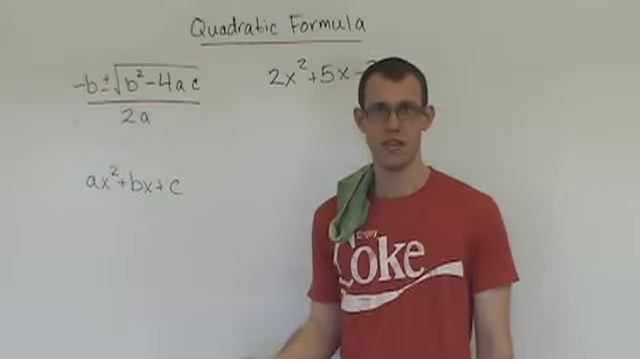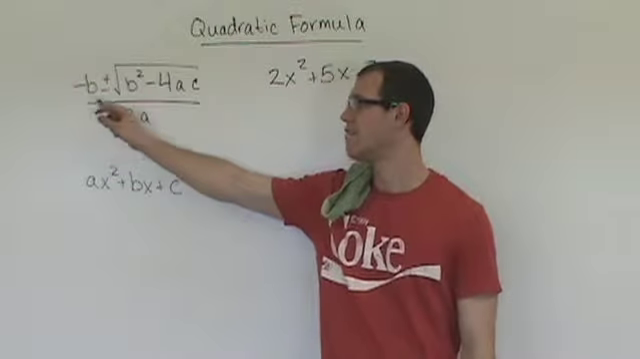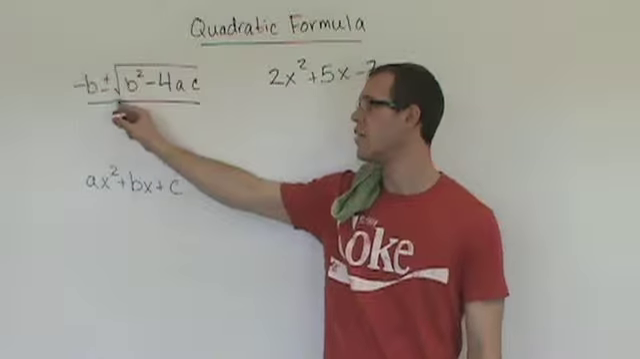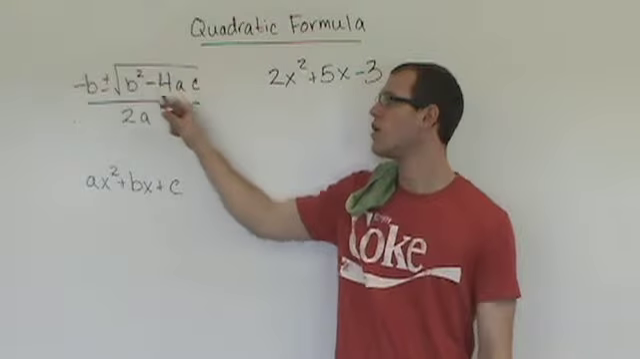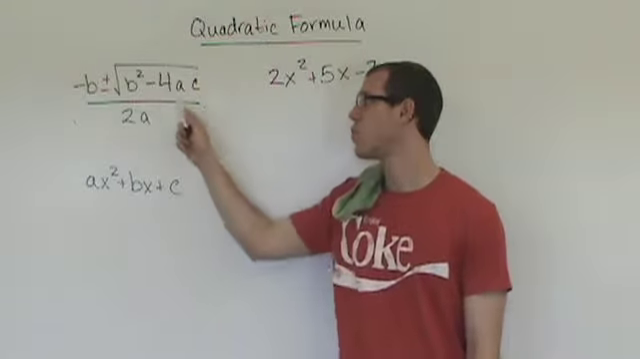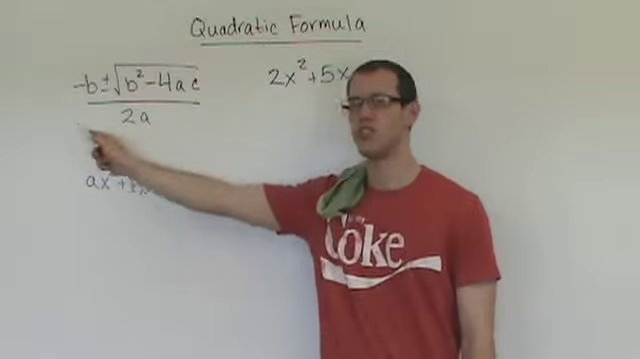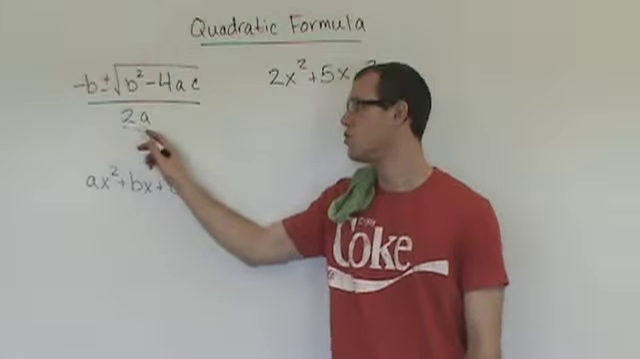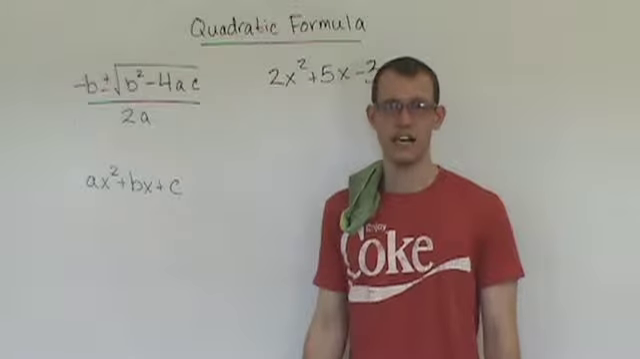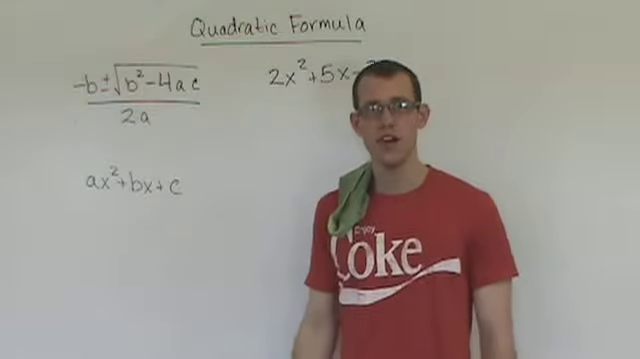So let's do that again. We have negative b plus or minus the square root of the quantity b to the power of 2, minus 4ac, then let division ensue. Divide all you have by a times 2. That is all you got to do. So see if that works for you.